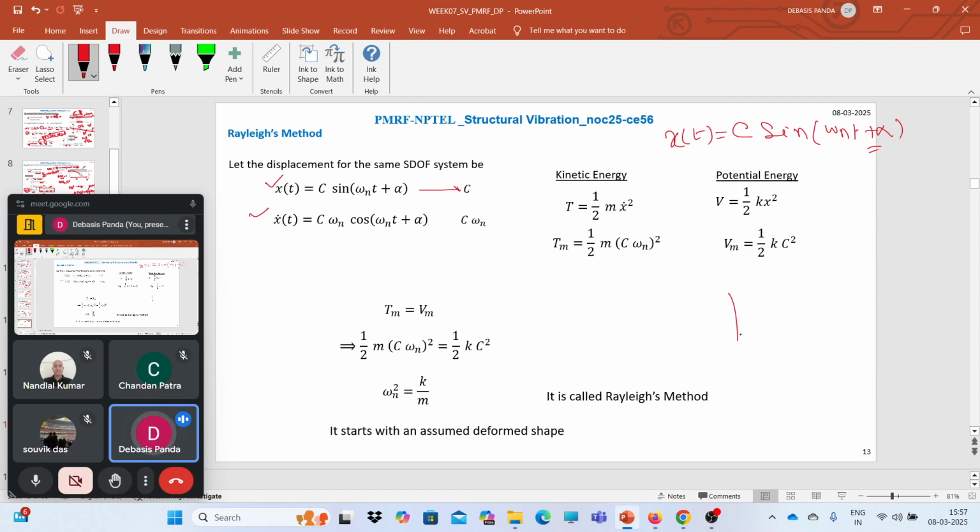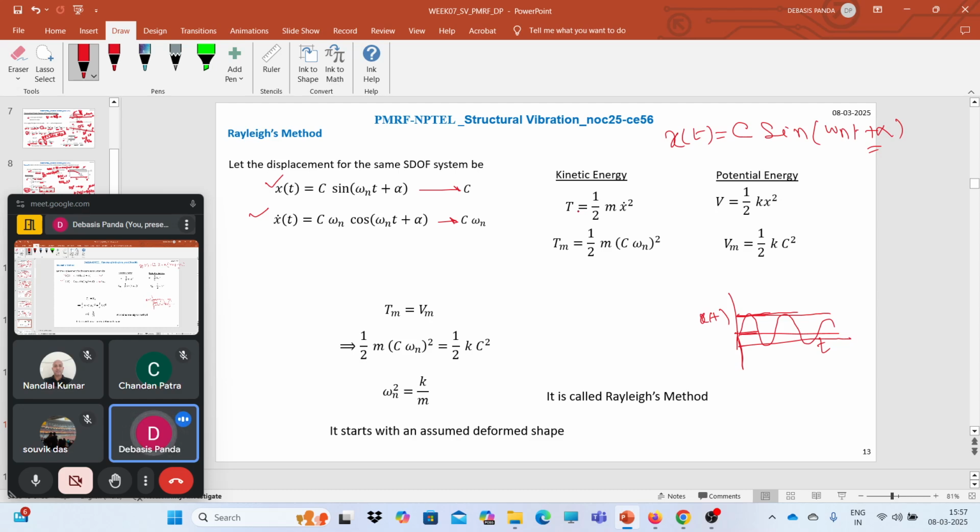That means if we have the response like this, x of t, and this is t, say, so this is nothing but the amplitude. Okay. So ultimately, what will be the velocity amplitude? It will be nothing but c omega n. Now what do we need to do? We need to calculate the kinetic and potential energy again.